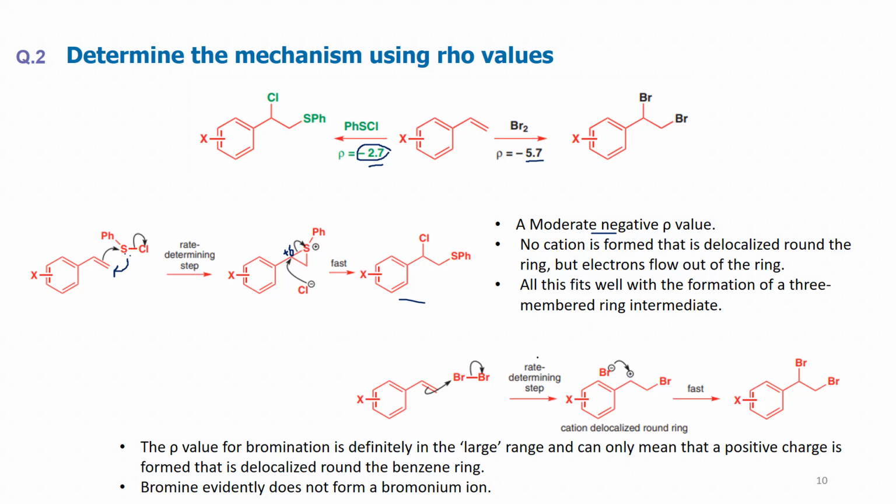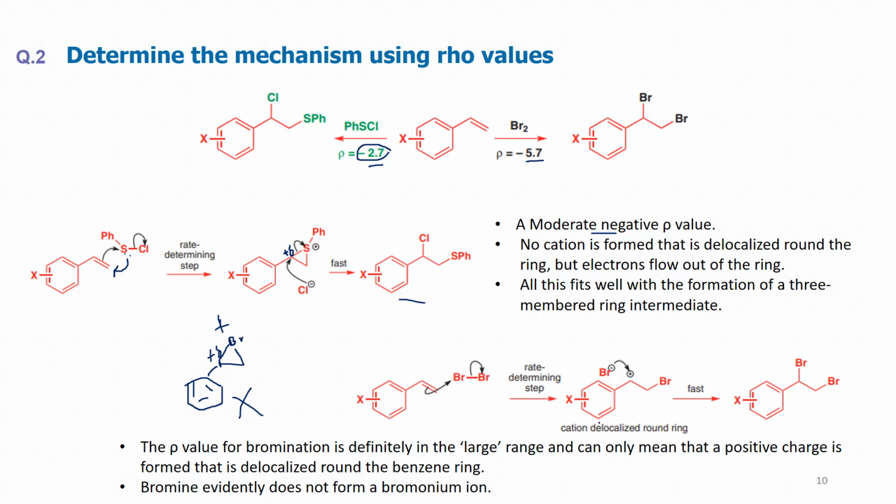In this case, from the rho value, we can say that there is no formation of this type of bromonium cation, because if a bromonium cation would form, we wouldn't get this highly negative rho value, because then this center would be partially positively charged and less affected by a substituent. Okay, so this will not form in this case.